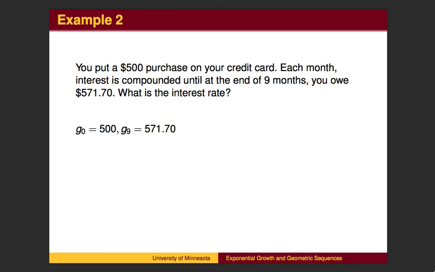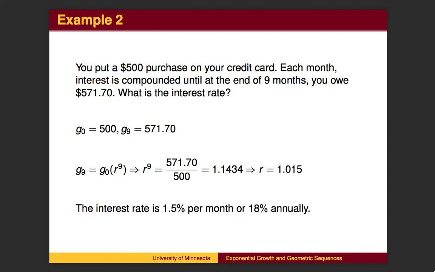We get to each month by multiplying by the common ratio. After multiplying 9 times, your loan has increased by a factor of 1.1434. Taking the ninth root of 1.1434, we find the common ratio of 1.015. The 1 in the multiplying factor tells us that you still owe the initial $500. The number after the decimal implies that the interest rate is 1.5% per month, or 18% annually.